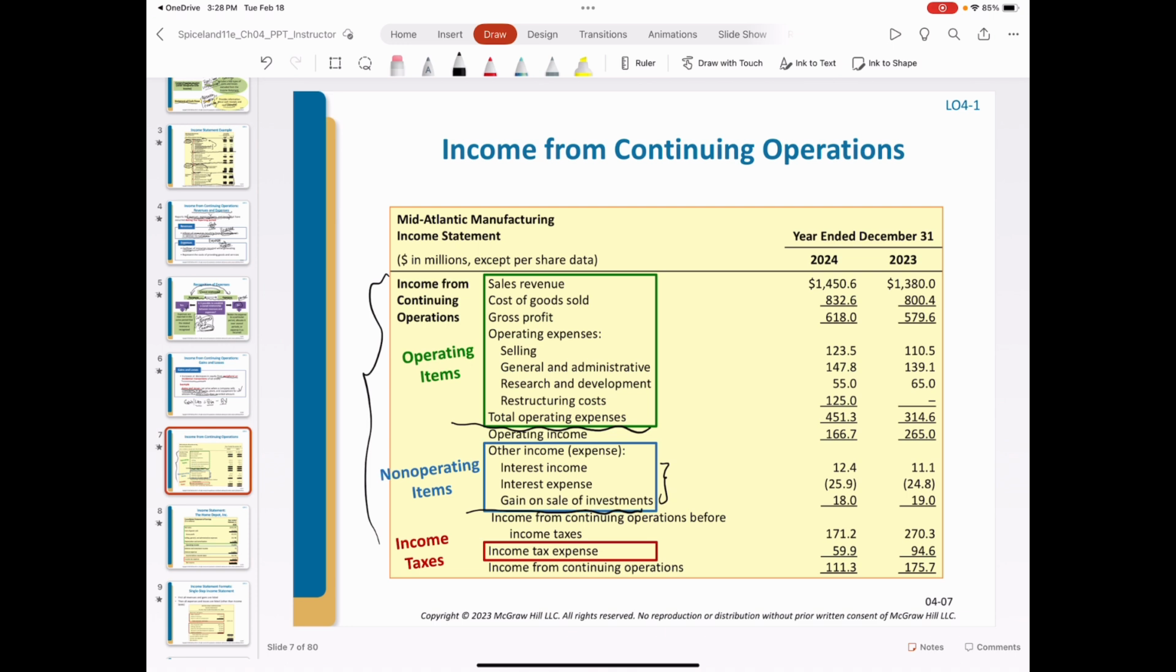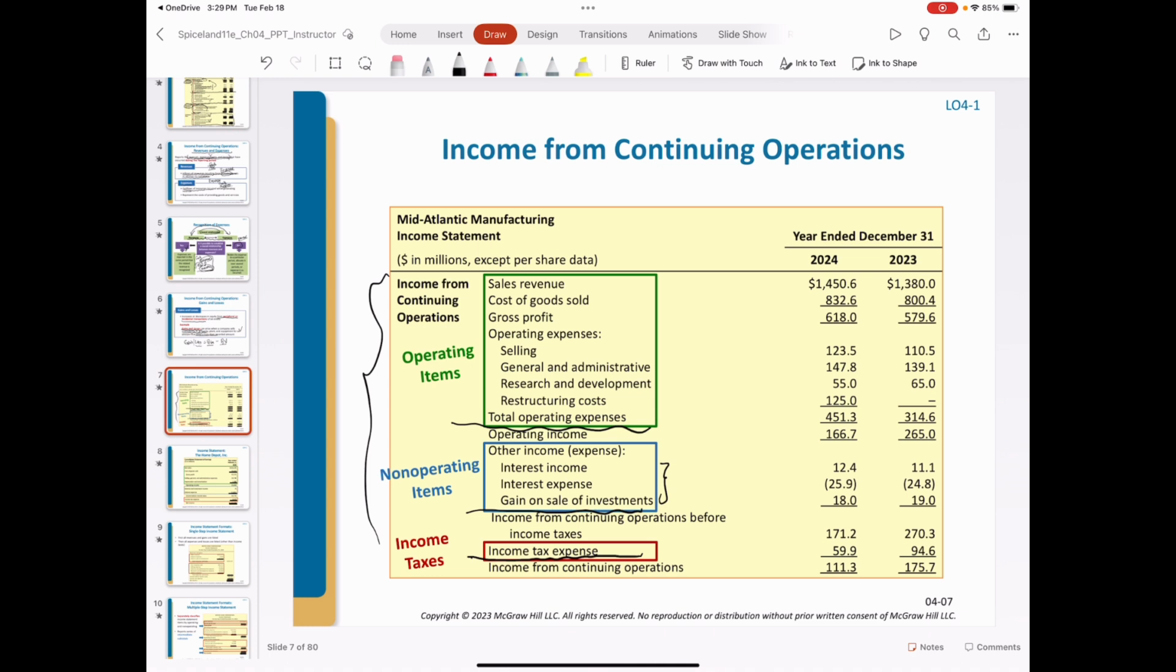Okay, following the continuing operation, the last expense we always recognize is income tax expense. Since in this section we have already deducted income tax expenses, the numbers I circled are both after-tax numbers. All these above are before-tax numbers. So if anything is reported under this line, it should be reported net of tax.